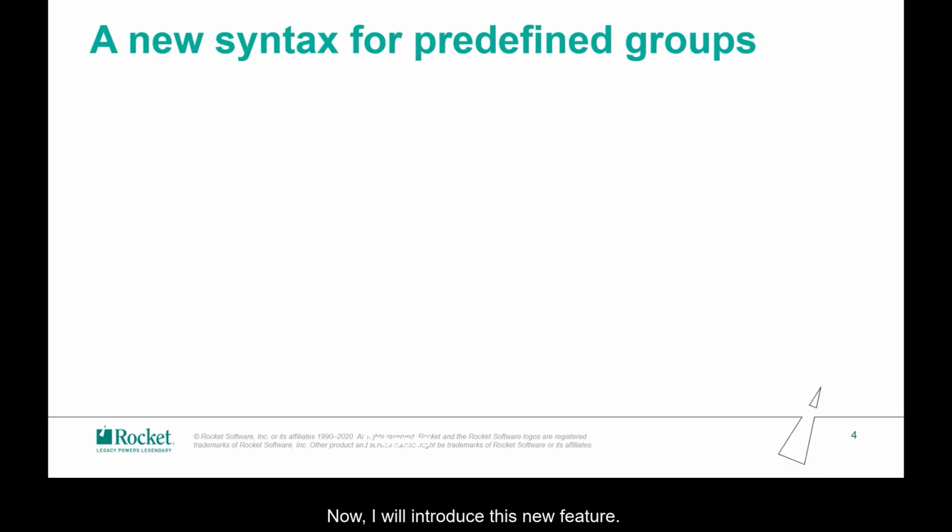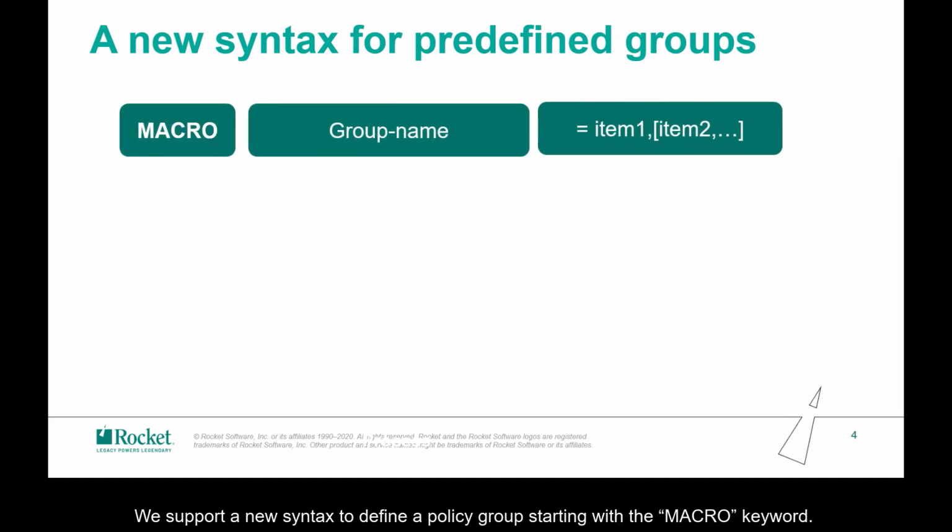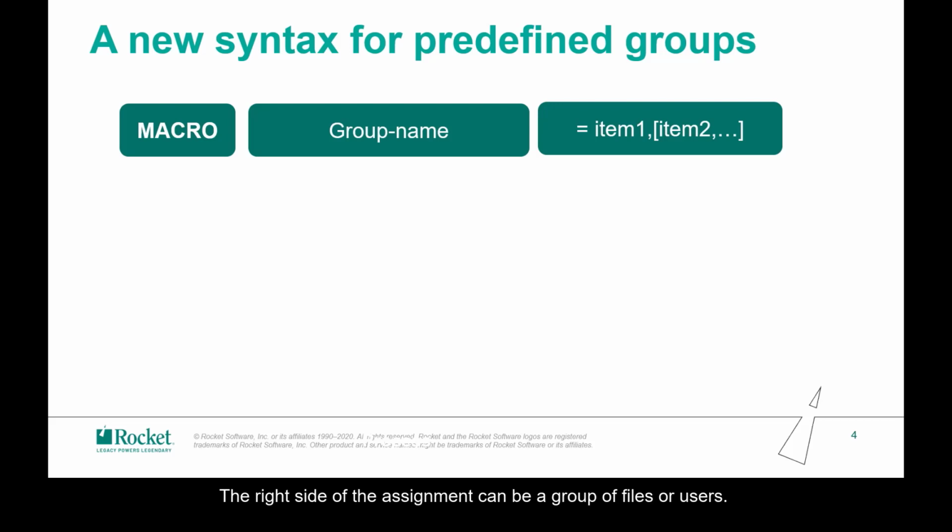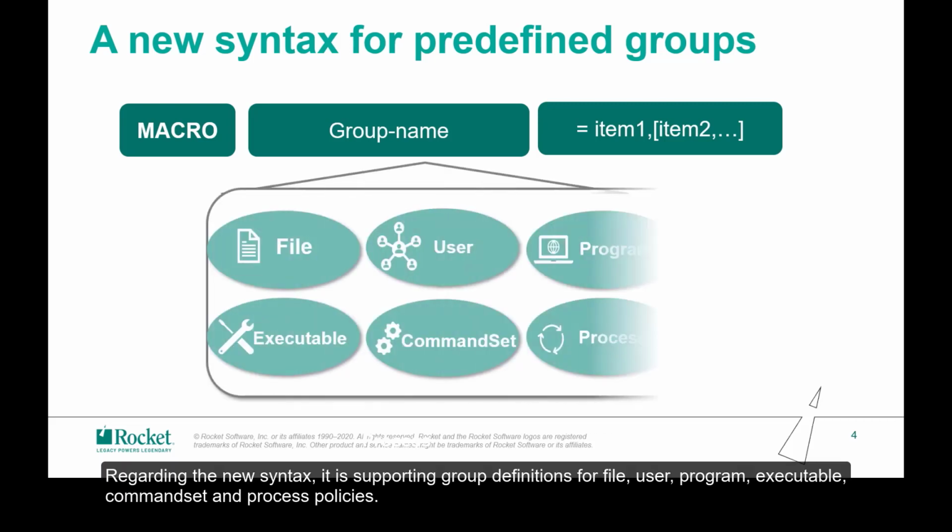Now, I will introduce this new feature. We support a new syntax to define a policy group starting with the macro keyword. The right side of the assignment can be a group of files or users. Regarding the new syntax, it supports group definitions for file, user, program, executable, command set, and process policies.